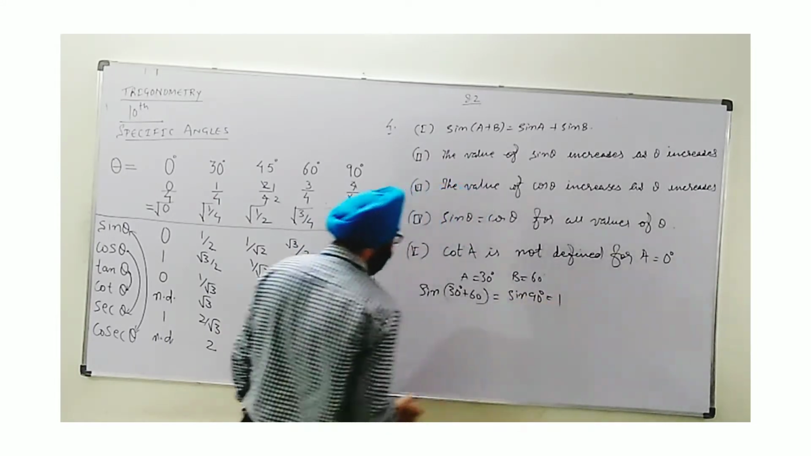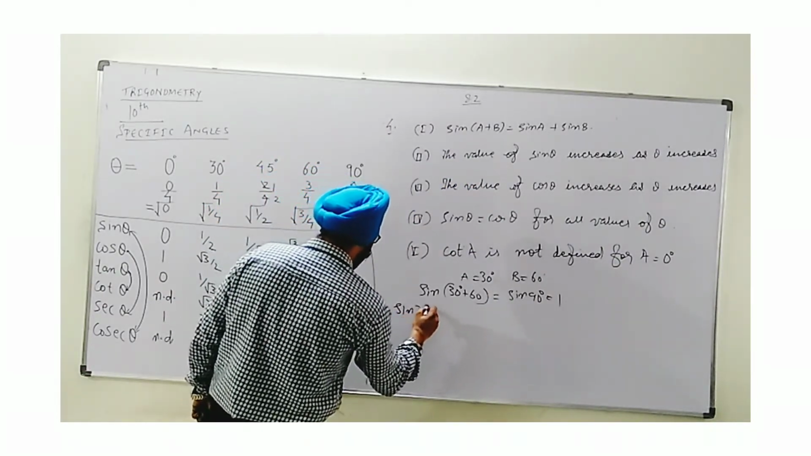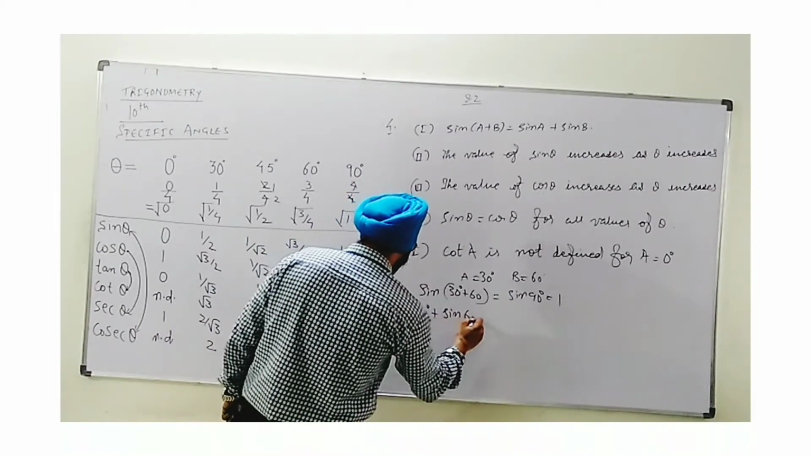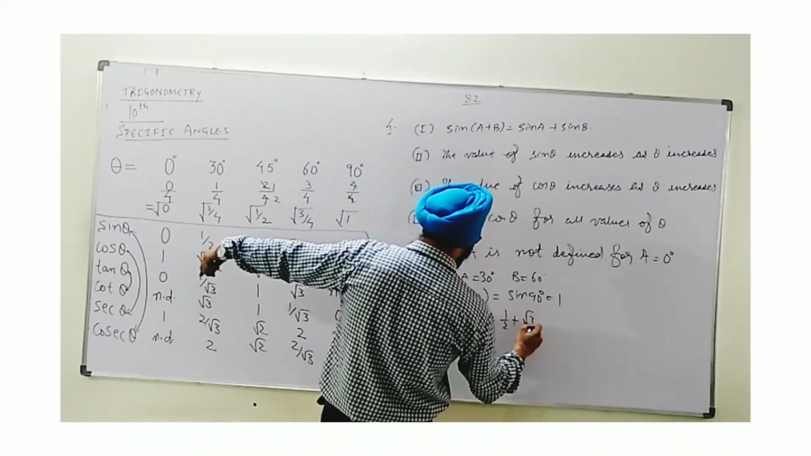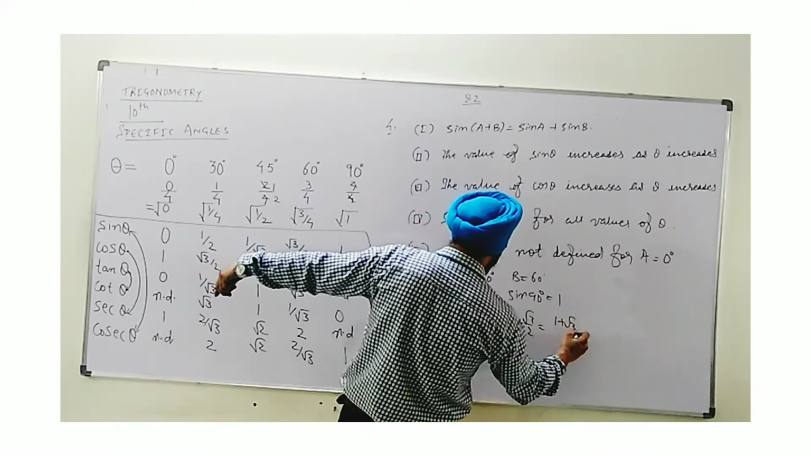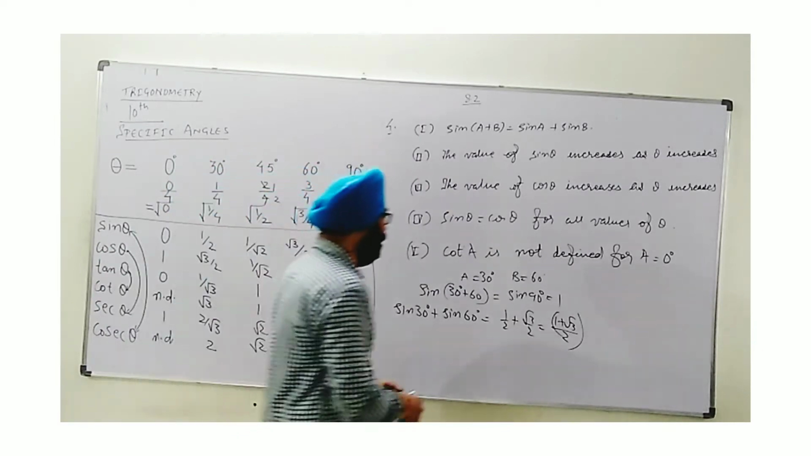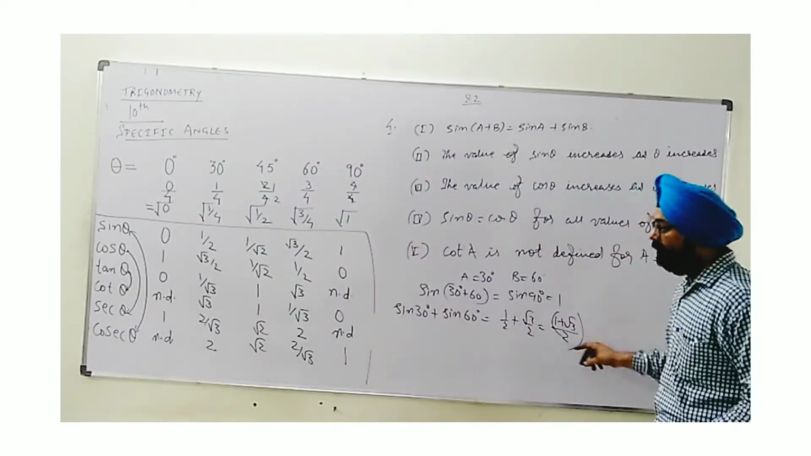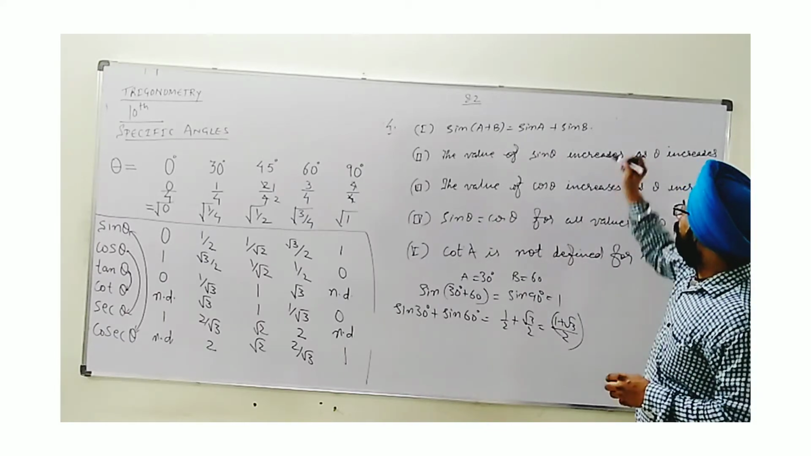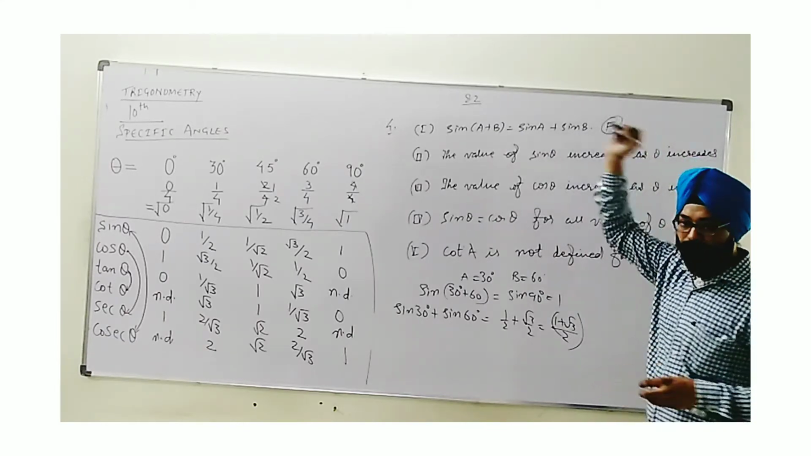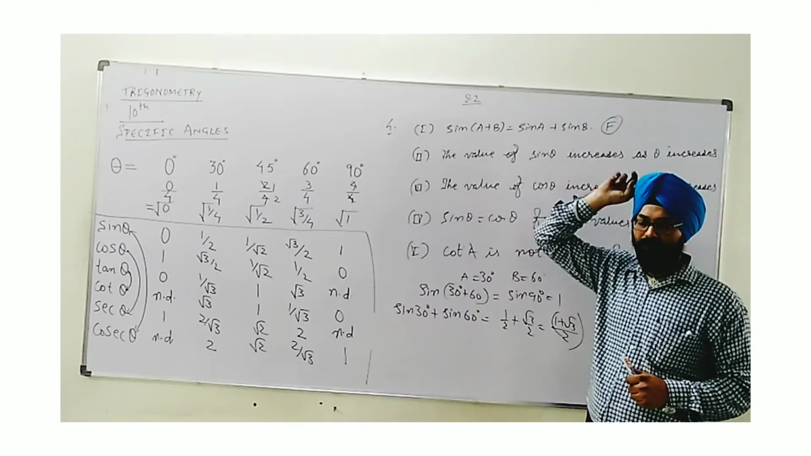Its value is 1. But if I take separately for RHS, this will be sine 30 degree plus sine 60 degree. I find sine 30 is 1 by 2 and sine 60 is root 3 by 2. Sum comes 1 plus root 3 by 2. And obviously they are not equal. LHS we get 1, RHS is different, meaning this in general is not true. Okay, so that's why we put false. This will be true in special cases only, not always.